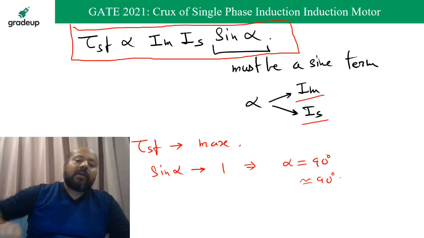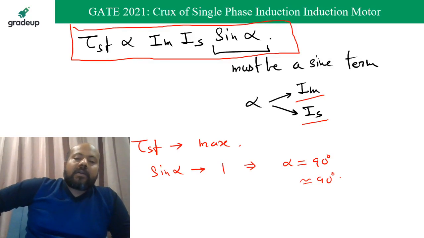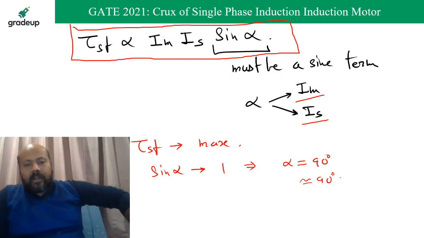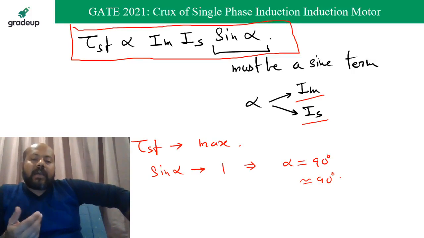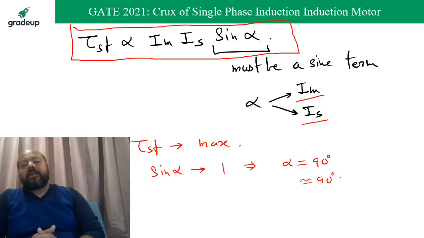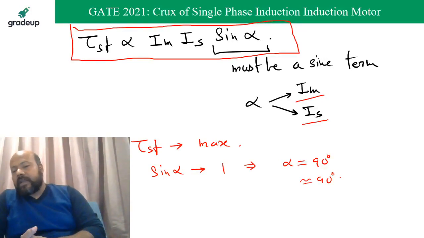Im and Is. Now you can very obviously guess that if somebody gives you an opportunity to decide what should be the ideal or maximum value of this alpha, then you can say if we want the starting torque, then the starting torque must be high. Now the starting torque is going to be high when sine alpha is going to be maximum. What is the maximum value of sine alpha? 1, so alpha has to be 90 degree.